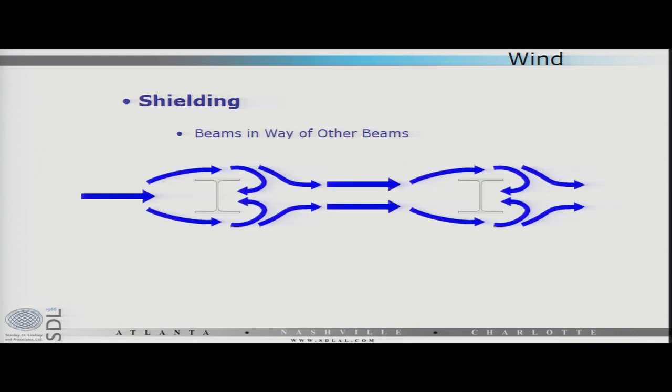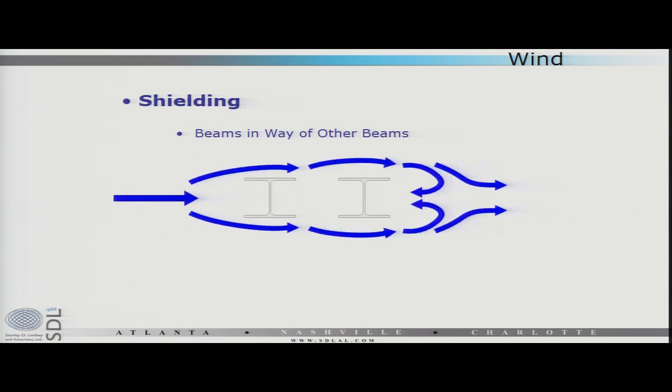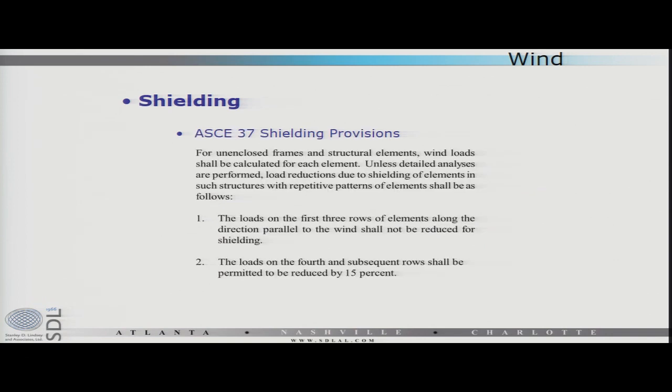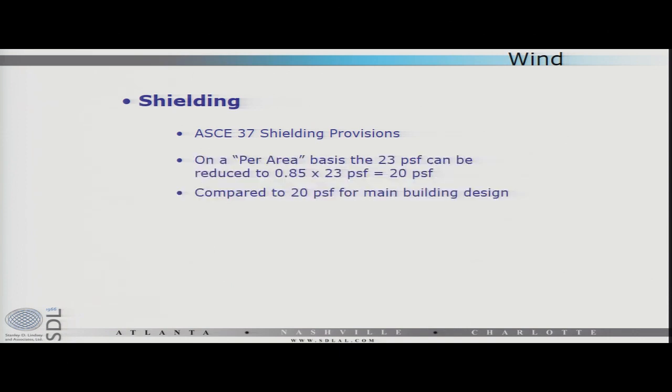But there is this concept of shielding. And what happens there is if you get the beams close enough, you start to see less of an effect. You don't have room for the wind load to speed up. And if you get close enough together, they act as a single unit. So shielding is handled in ASC 37 very conservatively. They say that the loads on the first 3 rows of elements are not reduced at all, and then fourth and subsequent, you get a massive reduction of 15%. Right? So it really doesn't do a lot.